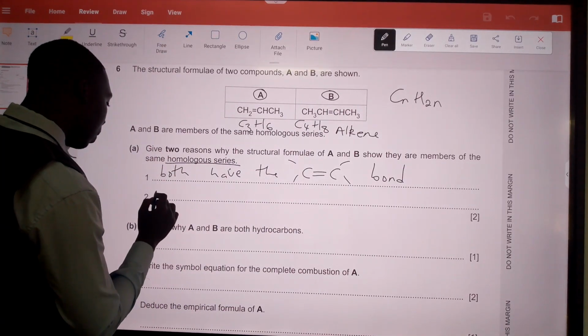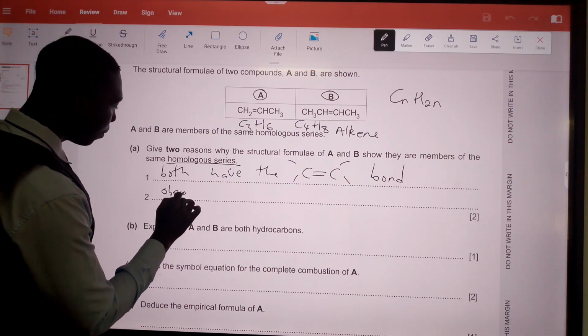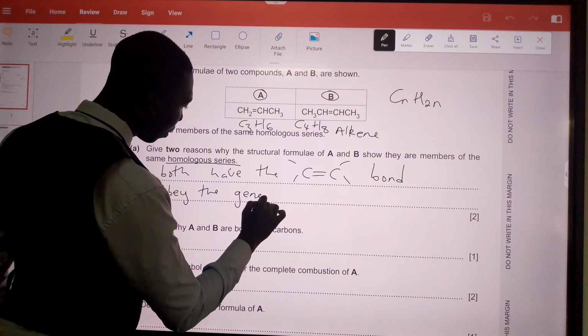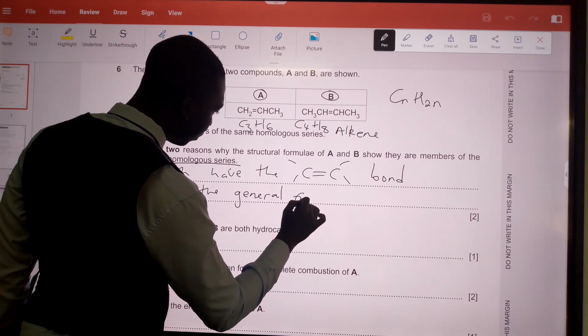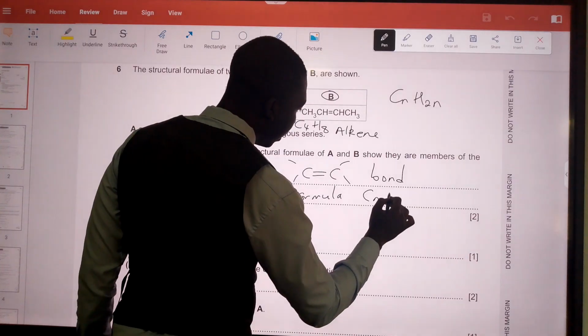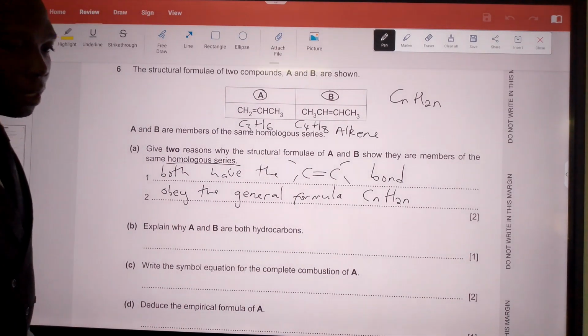So we can say they obey the general formula CnH2n, like that. The next question.